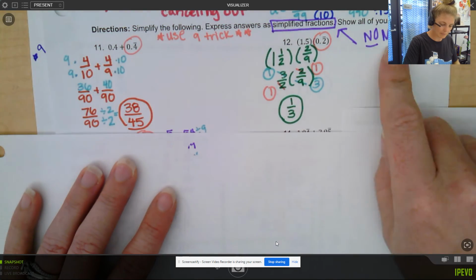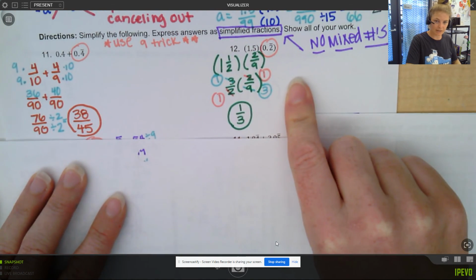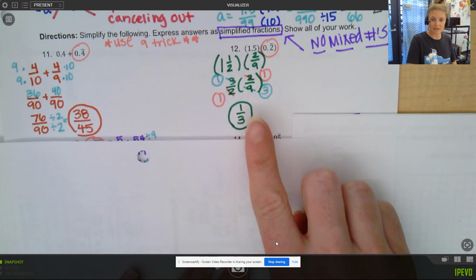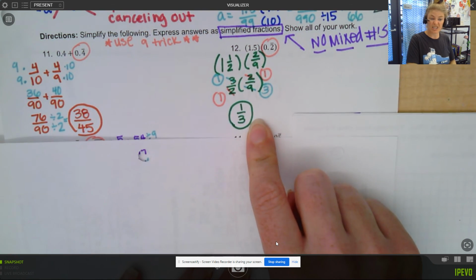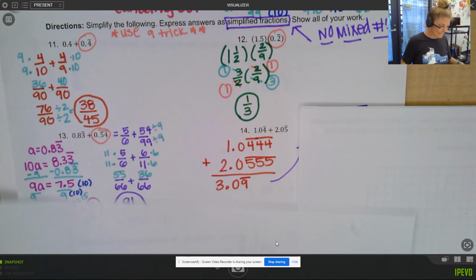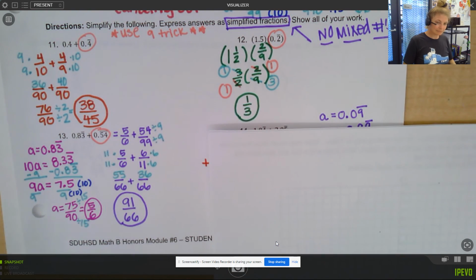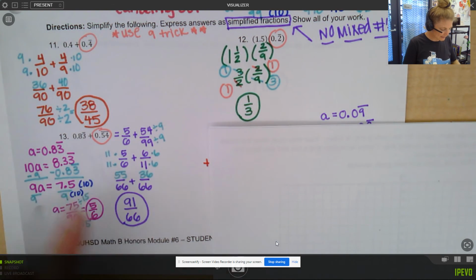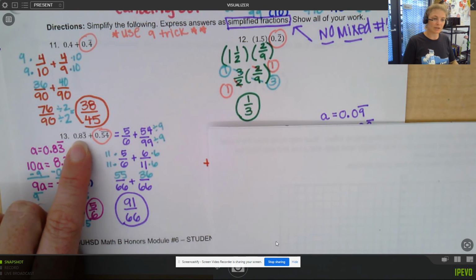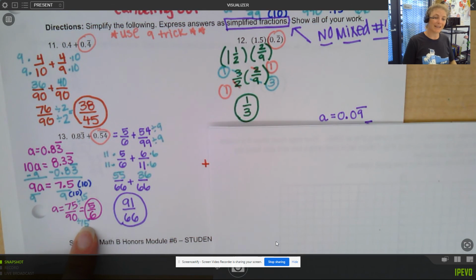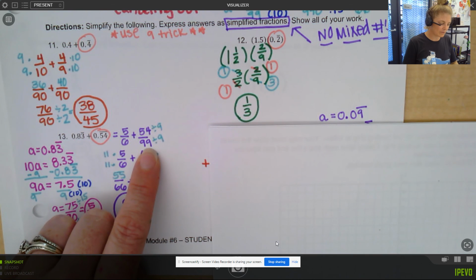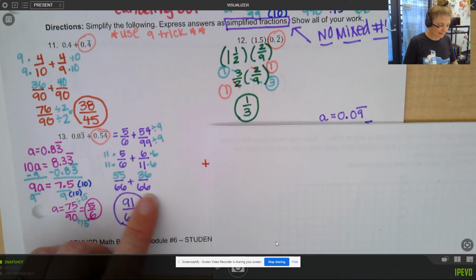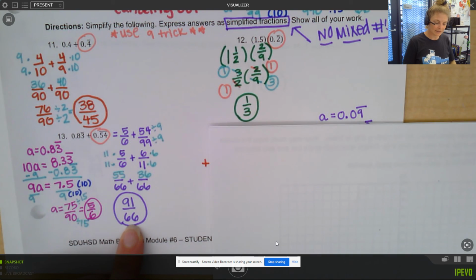Remember, no mixed numbers in your answer. We want simplified fractions. So here we change 1.5 to 3/2. We're multiplying by 2/9. Do some cross canceling to get 1/3, or just simplify it at the end to get 1/3. Number 13, our final answer should be 91 over 66. When you rewrote 0.83, which is the 3 repeating, you should have gotten 5/6. So then you're adding 5/6 and 54/99ths, or sorry, 5/6 and 6/11ths. And 66 is your common denominator to get 91 over 66.